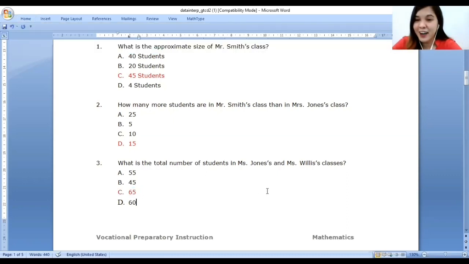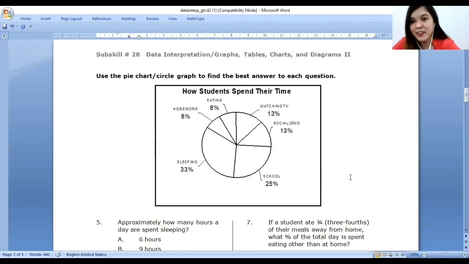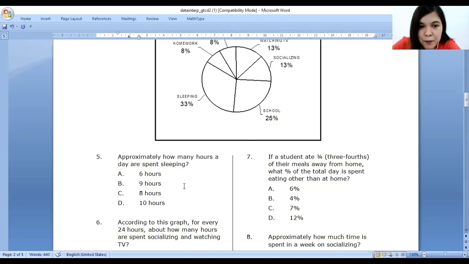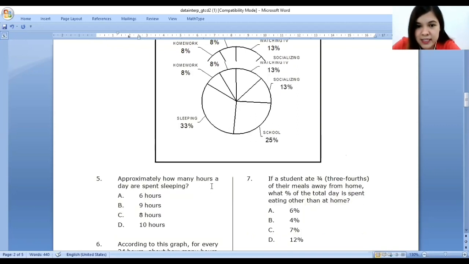That's for the pictograph. Next, using this pie chart, let us answer the following questions. Use the pie chart, the circle graph, to find the best answer to each question. Our pie chart talks about how students spend their time. Homework, 8%; eating, 8%; watching TV, 13%; socializing, 13%; school, 25%; sleeping, 33%.